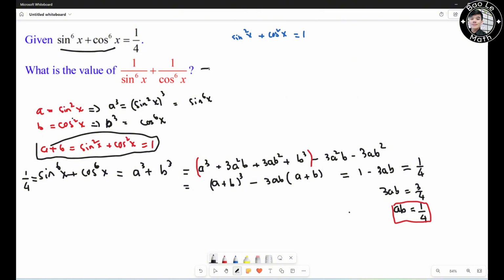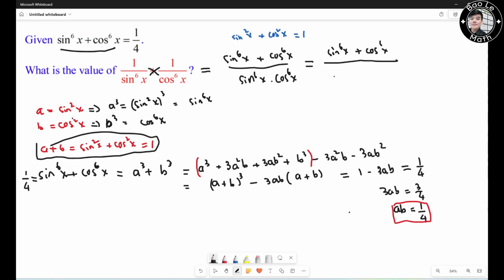Alright, so go back over here. This expression is equivalent to, I need to write this with the same denominator, so basically I just cross multiply. So it turns out to be sine to the sixth of s plus cosine to the sixth of s over sine to the sixth of s times cosine to the sixth of s. Now the top I just rewrite sine to the sixth of s plus cosine to the sixth of s. Now the bottom right here, I just write this as sine square of s altogether cube times cosine square of s altogether cube. So I just rewrite this as sine square of s times cosine square of s altogether cube.